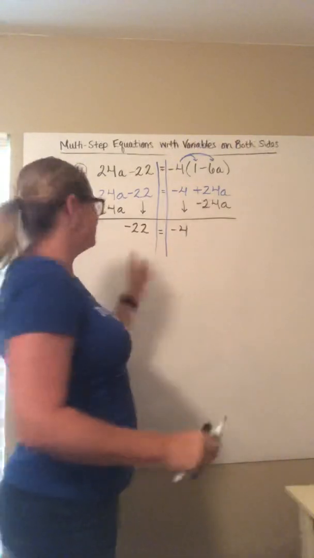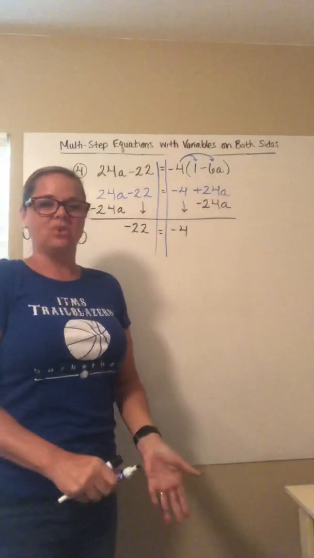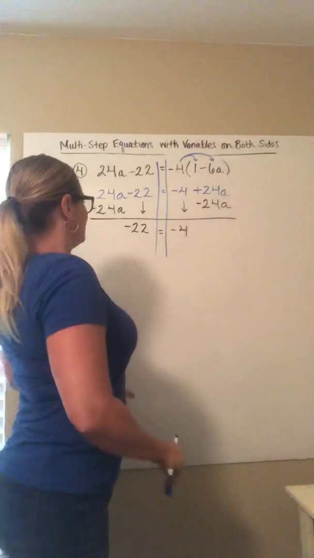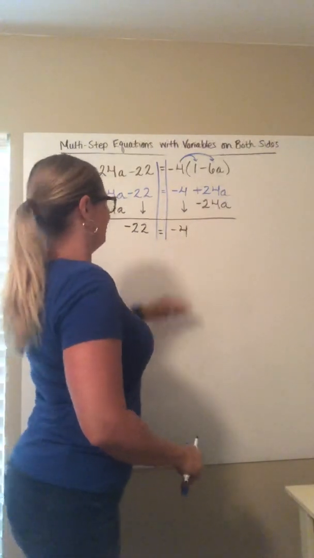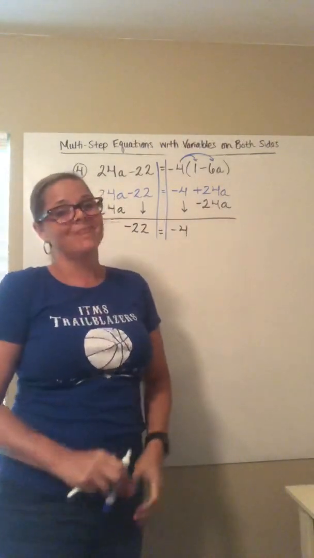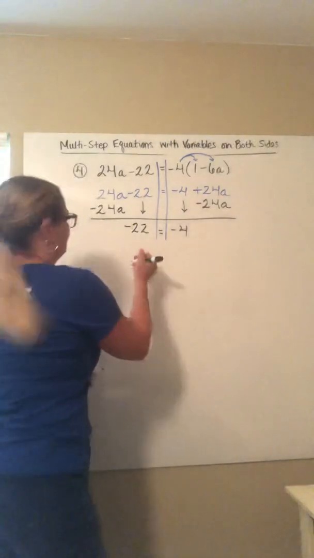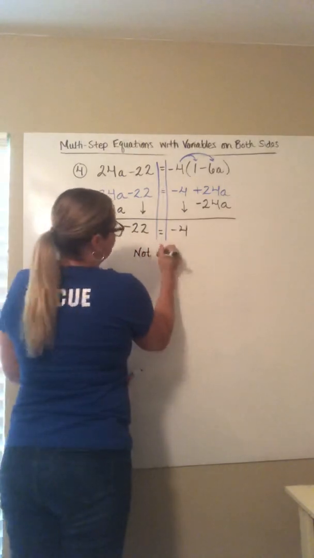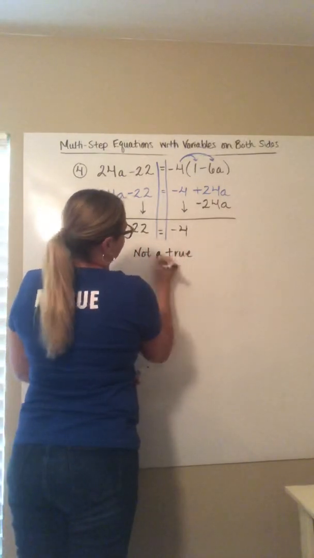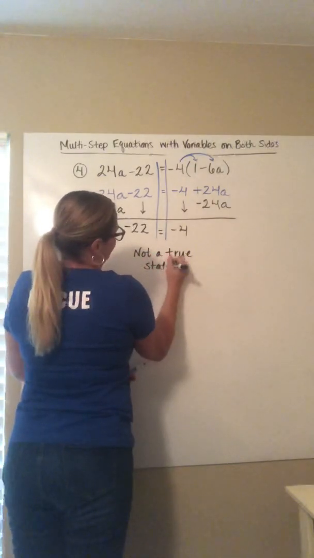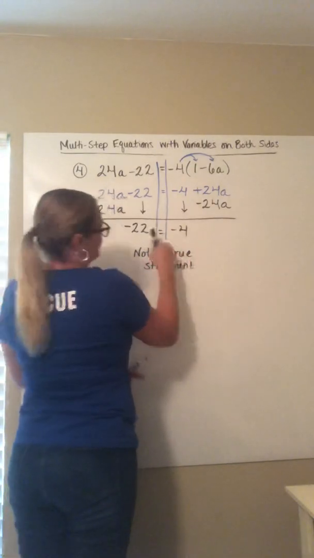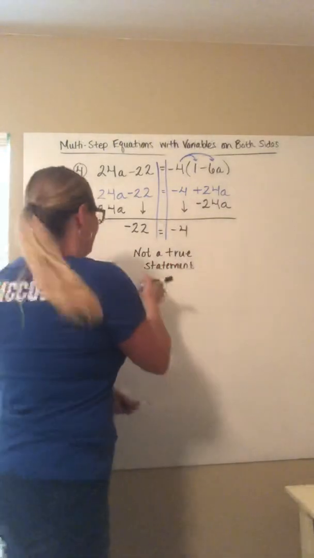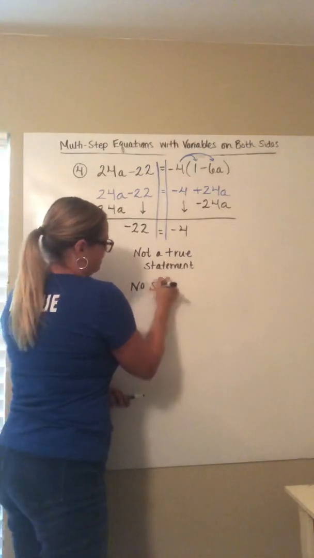Is that a true statement? Is negative 22 equal to negative 4? No, negative 22 is less than negative 4. So I guess that means this doesn't have infinitely many solutions. It means that it has no solution. So I'm going to write here, again, just for your visual, this is not a true statement. So when you are left with a constant equaling a constant and they're not the same, and it's not a true statement, there is no solution.